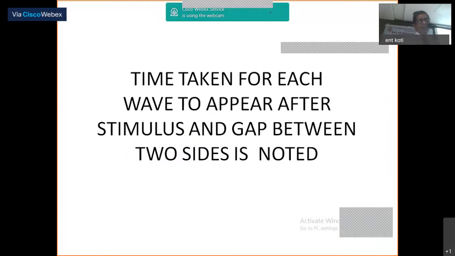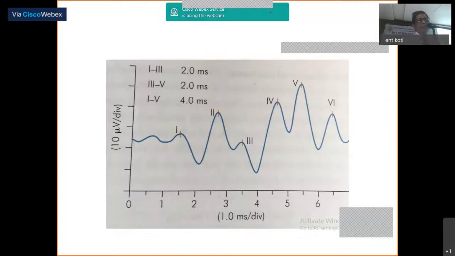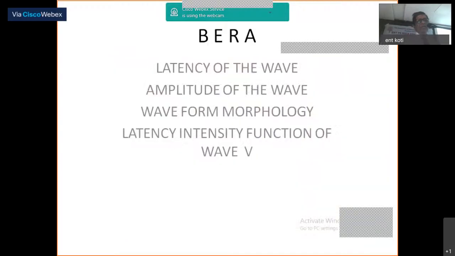The time taken for each wave to appear after the stimulus and the gap between two sites is noted. So there will be a gap of 4 milliseconds from wave 1 to wave 5, and if it is beyond that, it means there is something delaying the sound. If you compare one ear with the other ear, it is called inter-aural latency, and within the same ear it is called inter-peak latency. So the latency and amplitude are measured.